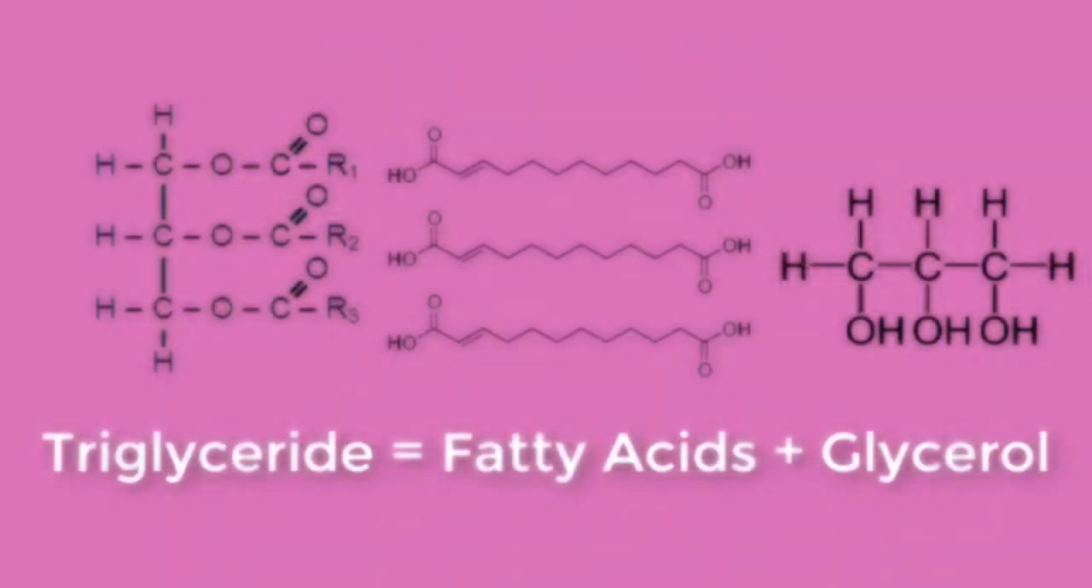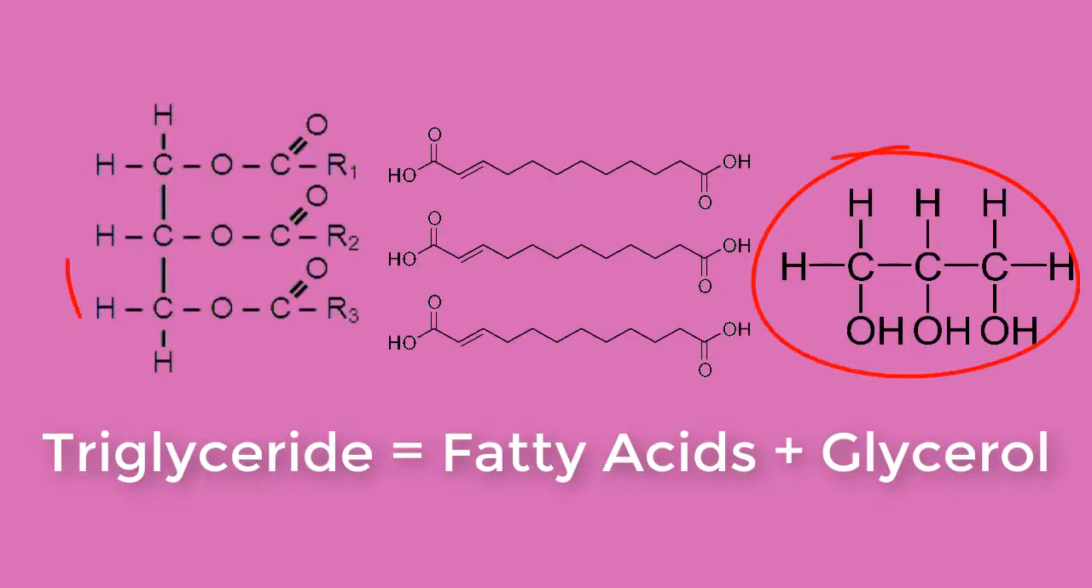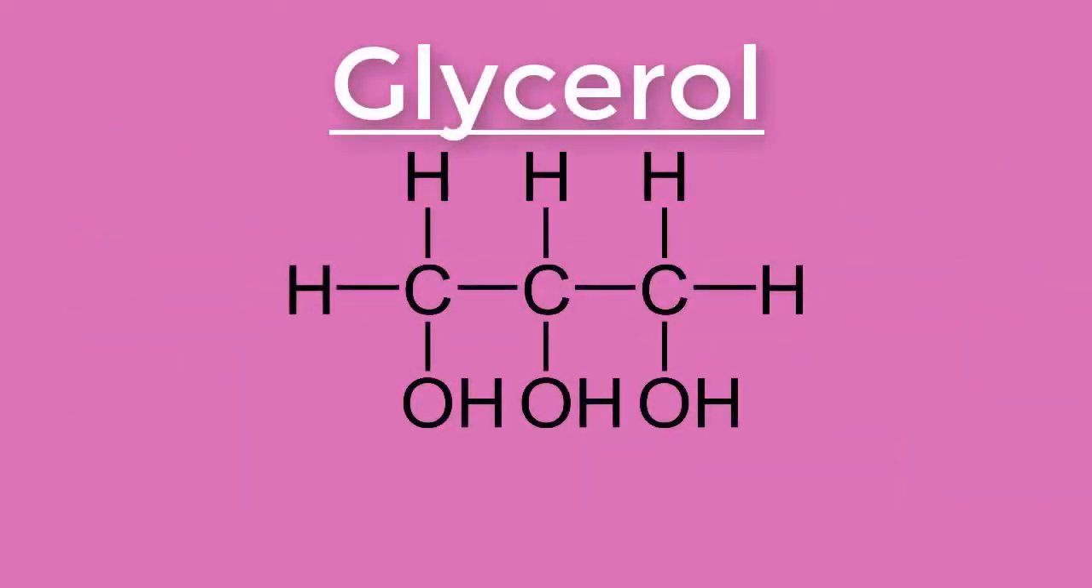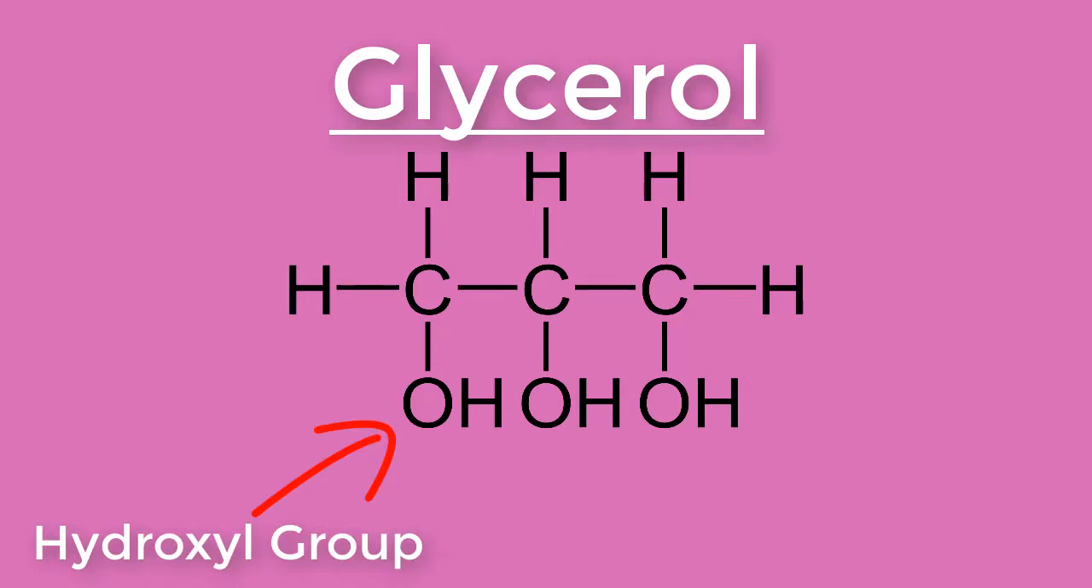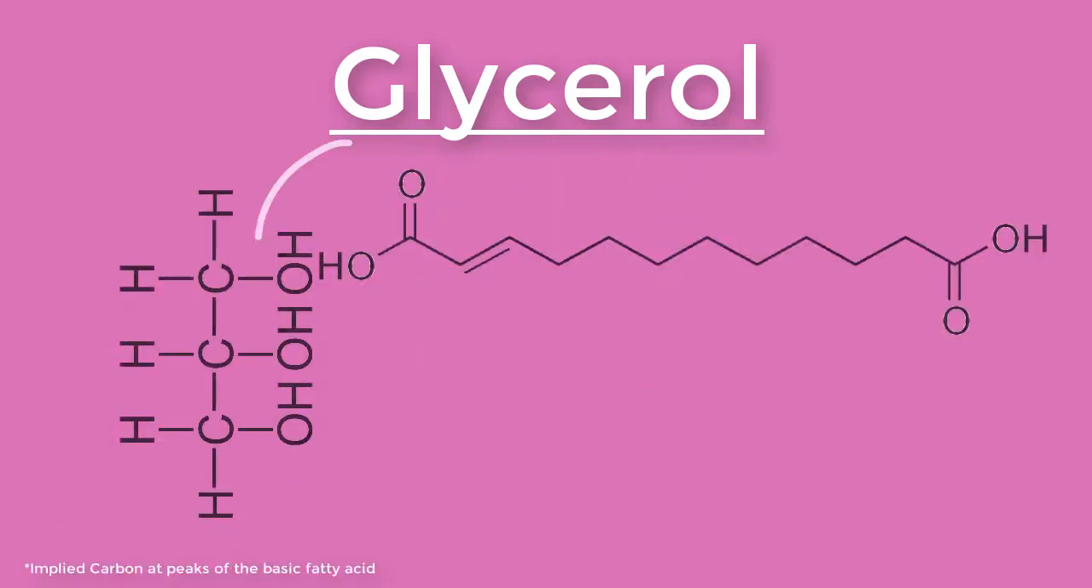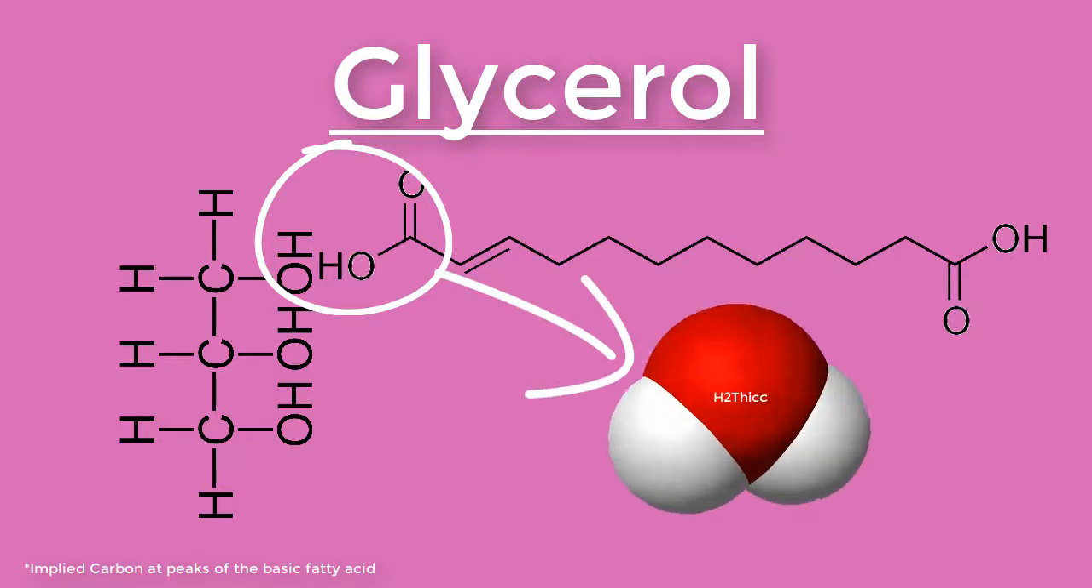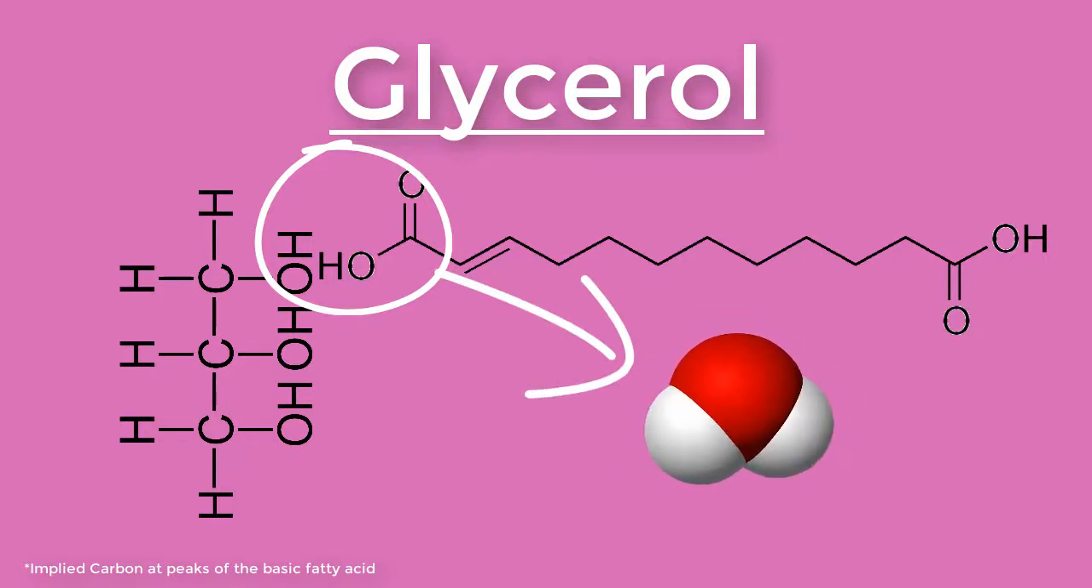The other part of triglyceride is glycerol, which is the backbone of the entire monomer. Glycerol has a pattern of OH anions known as the hydroxyl group. When hydroxyl bonds with the previously mentioned carboxyl group, H2O, also known as water, is formed as a product.